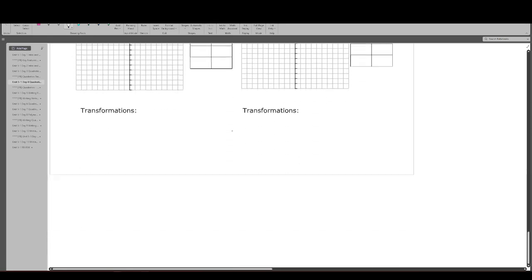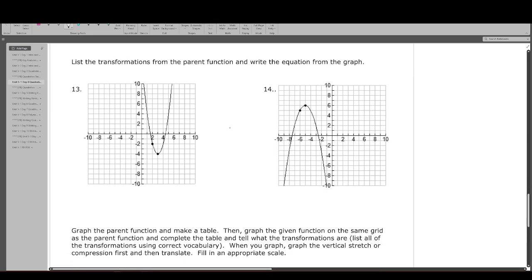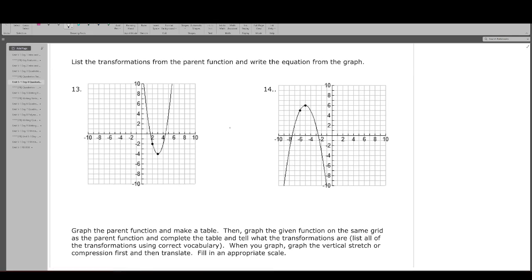Oh, there's some more things. I think, all right, we'll do this one. All right, so number 13, list the transformations, write the equation from the graph. We should definitely look at how to do that.